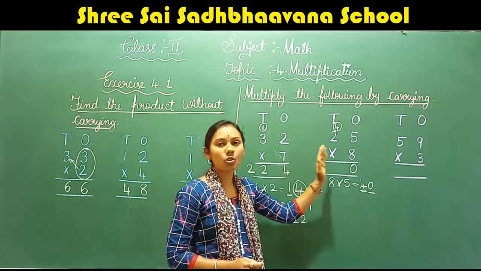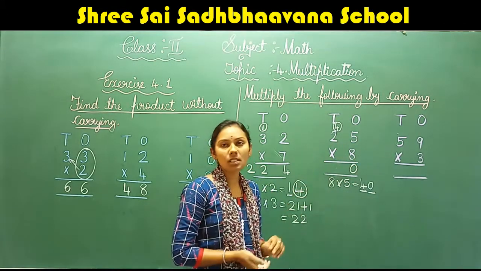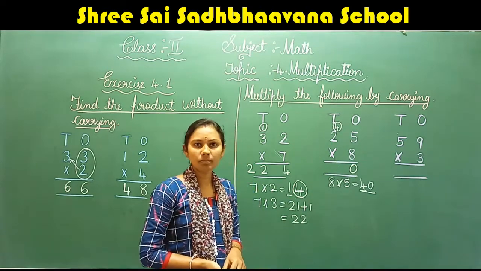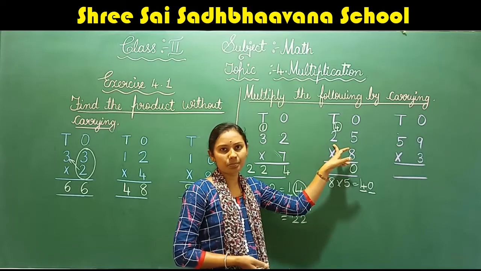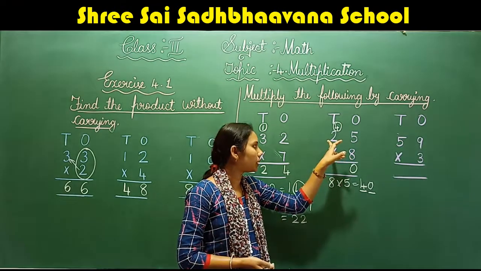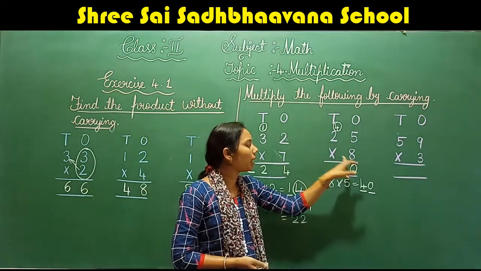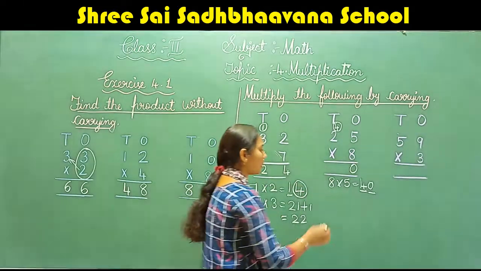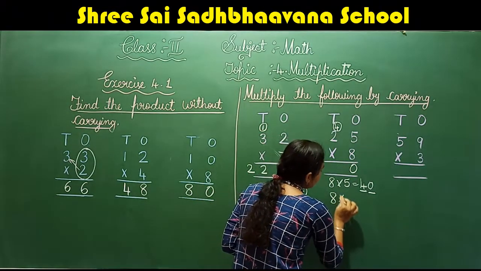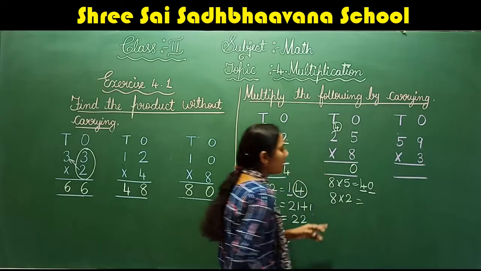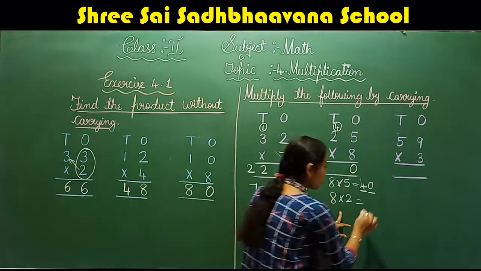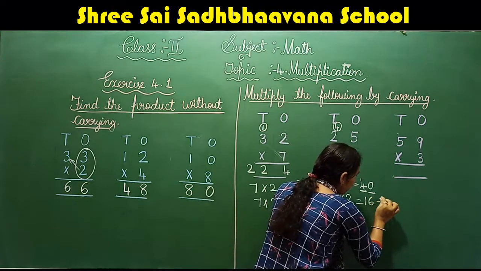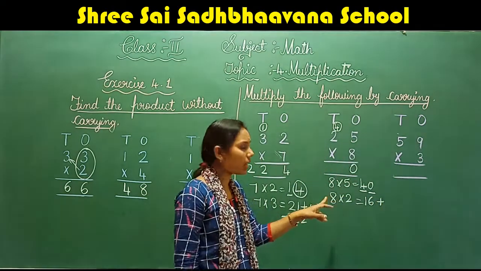So in the next step you are going to multiply the tens. Okay, what number can you see in the tens place? 2. Okay, you have to multiply 2 by 8, that is 8 into 2. 8 twos are 16, right?